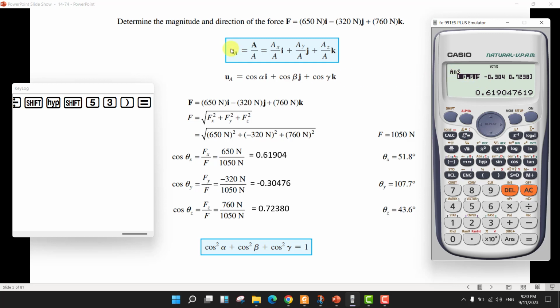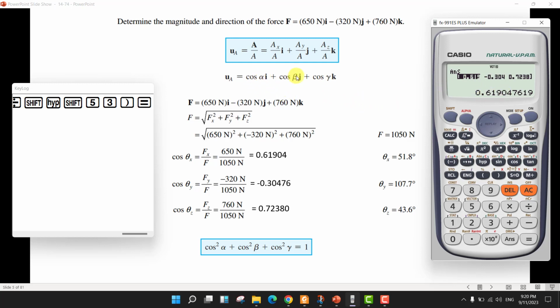And this unit vector we can represent in terms of the direction cosines: cos of alpha, cos of beta, and cos of gamma. Alpha, beta, and gamma are the angles of this force F with the positive x, y, and z axes respectively. Now if we compare all these components, cos of alpha is ax divided by a, cos of beta is ay divided by a, and cos of gamma is az divided by a. And since we have determined that unit vector, this cos of alpha is equal to 0.619.